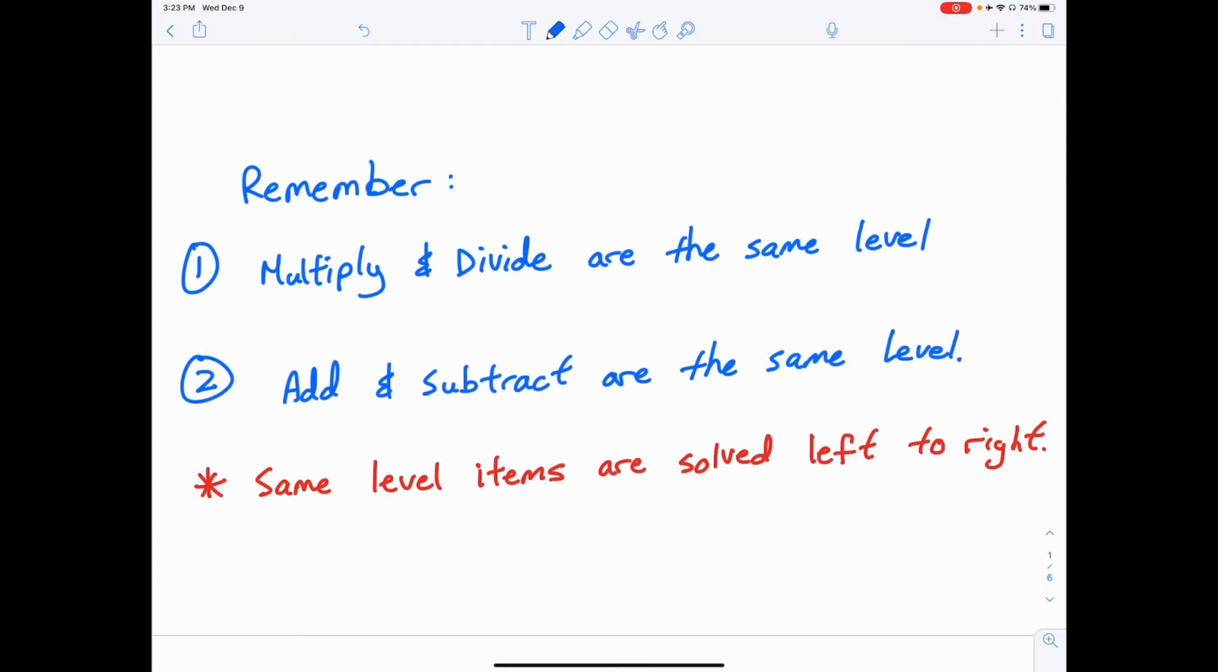Now, remember, there are a couple of rules when we're using order of operations. First of all, multiply and divide are seen as the same level. Add and subtract are also seen at the same level. So whenever you have items at the same level, we make sure we go from left to right by convention. Doing so will prevent any confusion for further calculations.